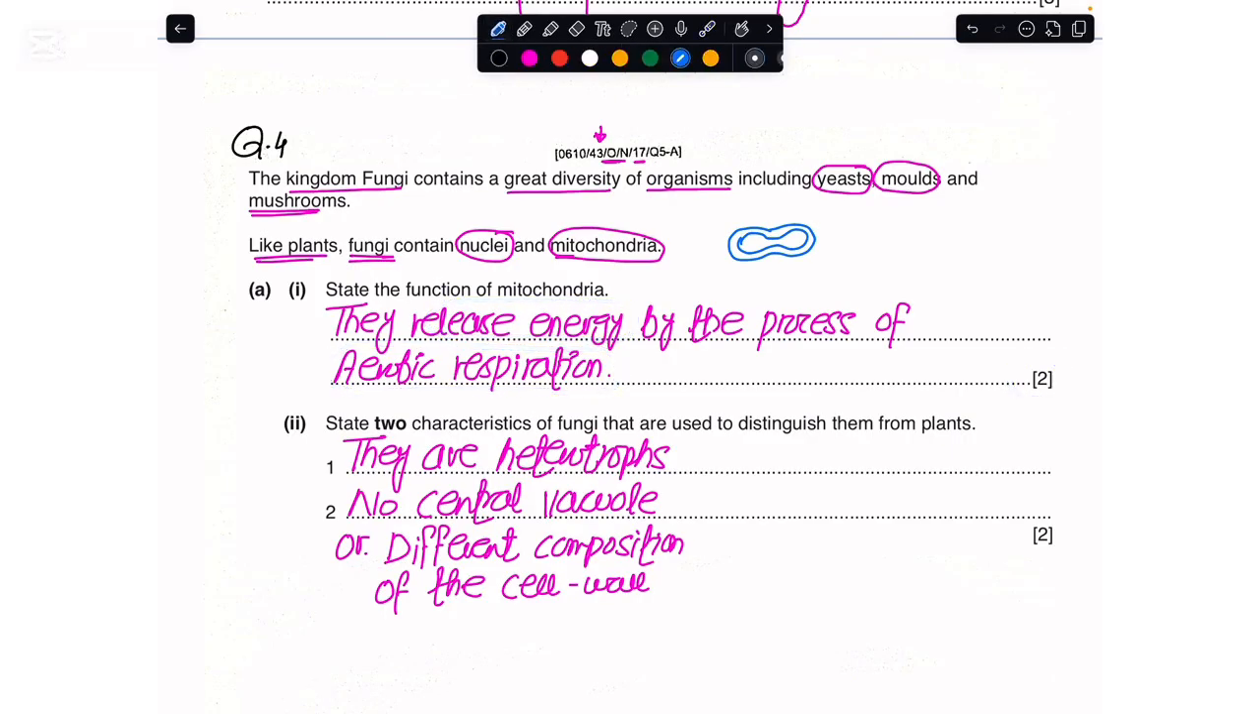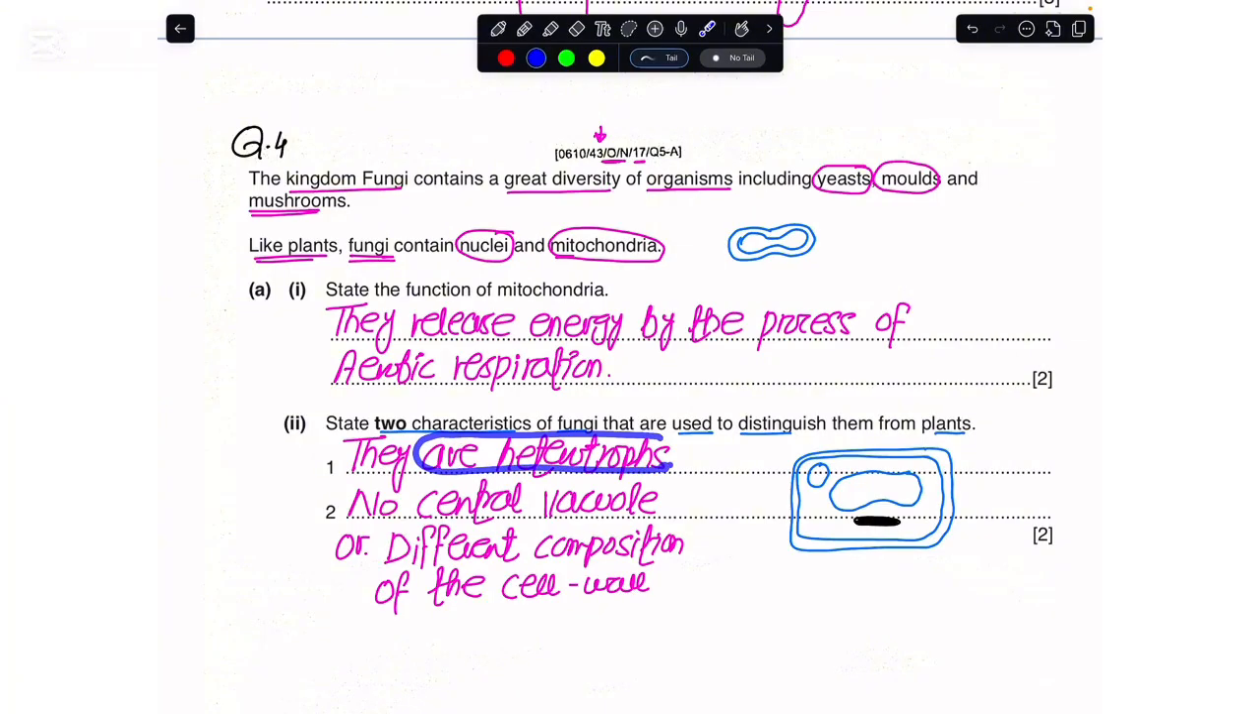Further, they ask for the second part: state two characteristics of the fungi that are used to distinguish them from the plants. Now, for the plants, what we know is that they have a cell wall, a cell membrane, a large permanent vacuole, and a nucleus. They also have a distinct organelle that allows them to photosynthesize, and this would be their chloroplasts. Plants are autotrophs because they make their own food with the help of their chloroplasts. And fungi don't have chloroplasts, so you would say that the fungi are heterotrophs.